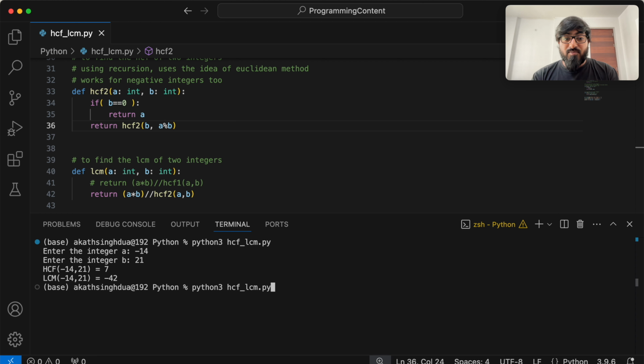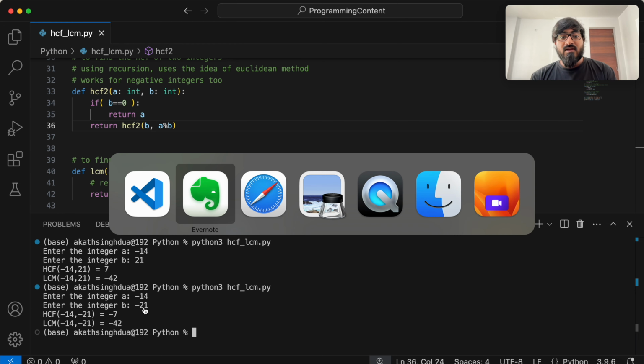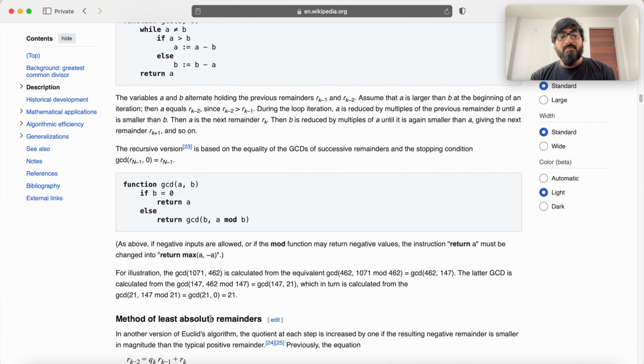But if I have both negative, then HCF is minus 7. It should be 7 because it's the highest common factor. Minus 7 is smaller than 7. 7 into minus 3 will give you minus 21, 7 into minus 2 will give you minus 14. So the highest common factor is 7. So that is what it says in the algorithm.